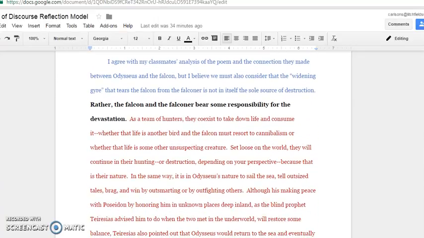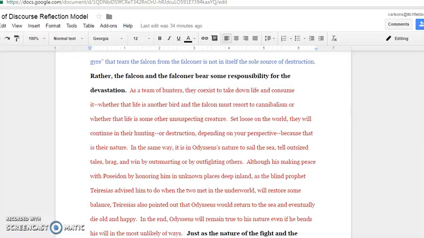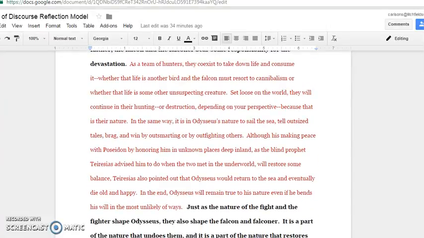You can see this paragraph begins with me agreeing with my classmates' analysis of the poem and the connection they made between Odysseus and the falcon. But I believe we must also consider that the widening gyre that tears the falcon from the falconer is not in itself the sole source of destruction. Rather, the falcon and the falconer bear some responsibility for the devastation. And in this paragraph, I develop my thinking by explaining how I believe that's the nature of falcons and falconers, to run around destroying stuff in the name of the hunt or desire or whatever it is.